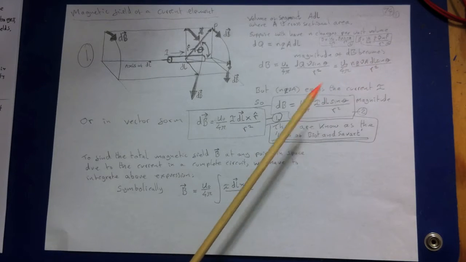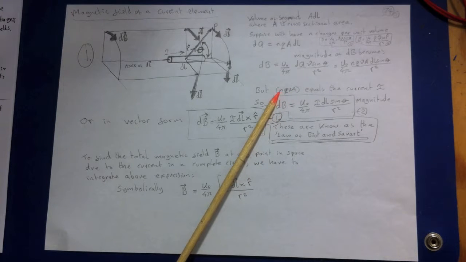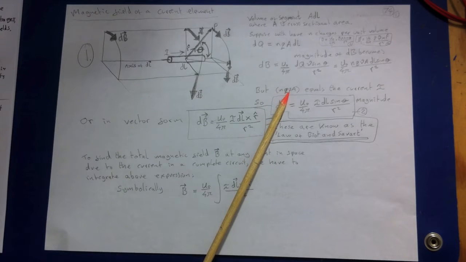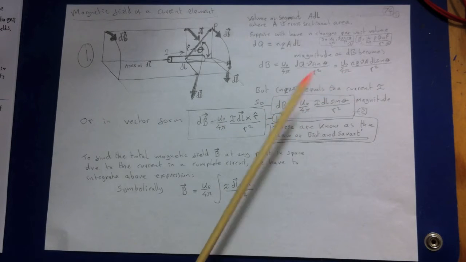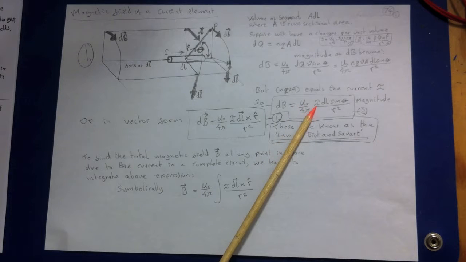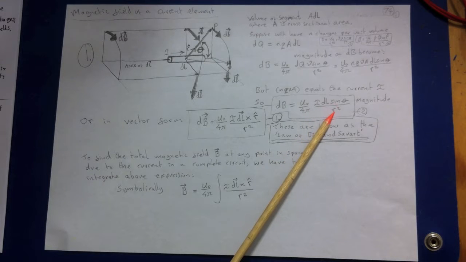We know that nqvA, if you expand all the SI units out, you'll find is basically the current. That being so, we can rewrite this as dB equals μ0 over 4π, and we replace that with the current I, times dl sin θ over r squared.